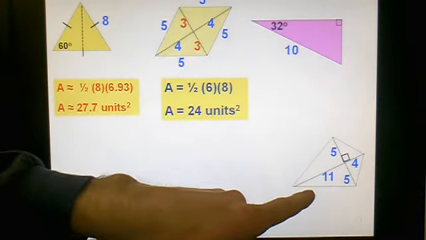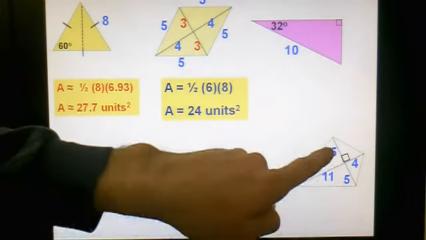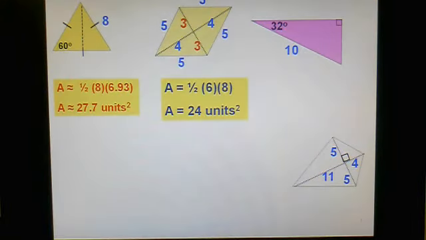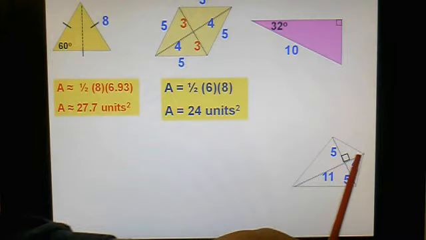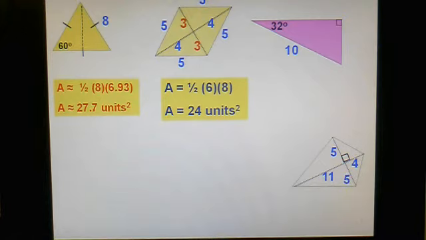You got a kite right here. You can tell by the diagonal being bisected. 5 and 5 are the two pieces there. The longer piece down here, 11 and 4. They are perpendicular. I threw a right angle box on there. This is a right triangle with a 32-degree angle.